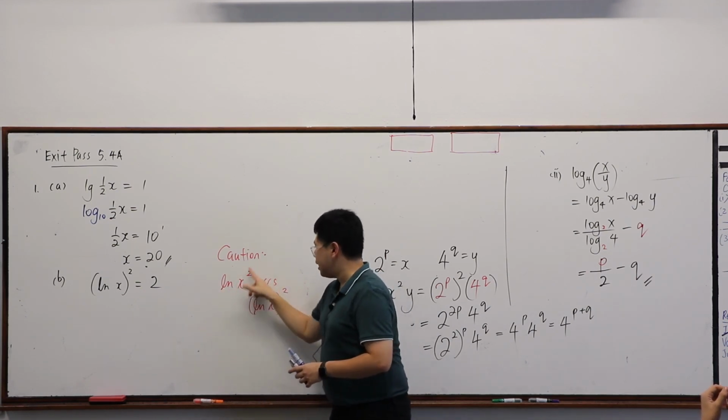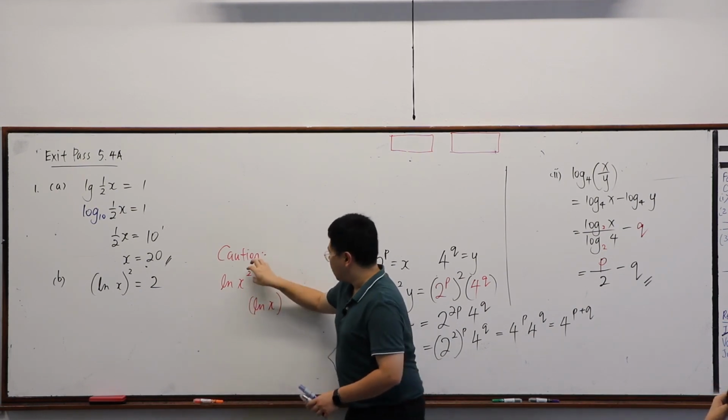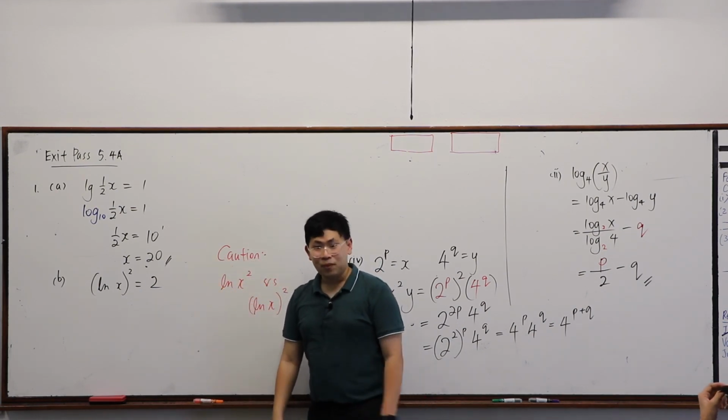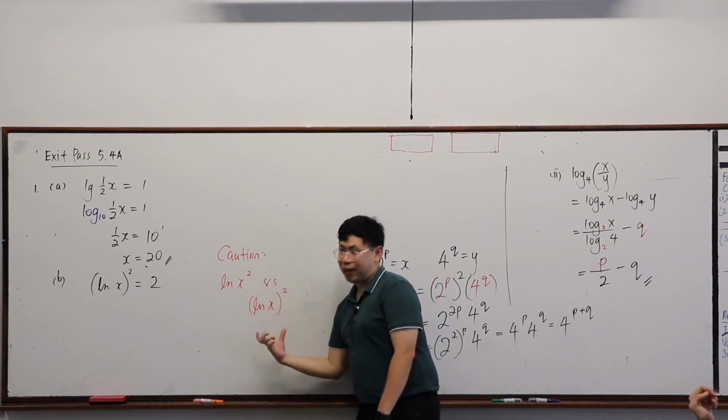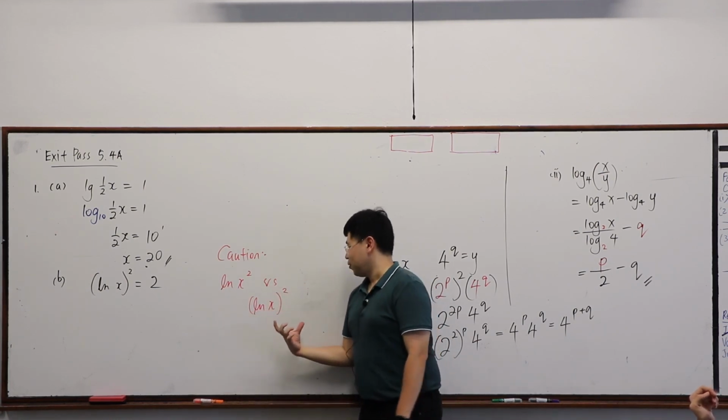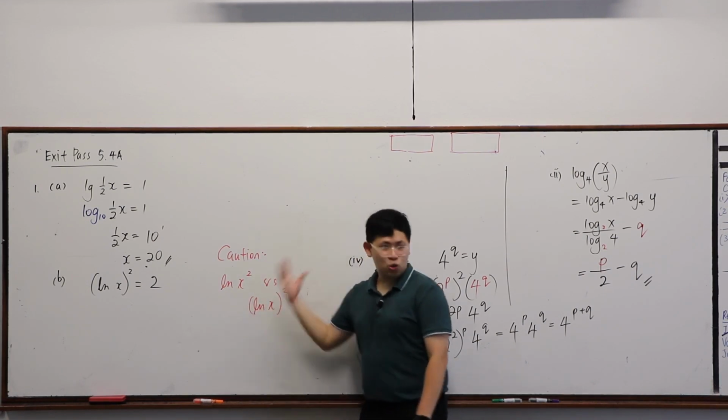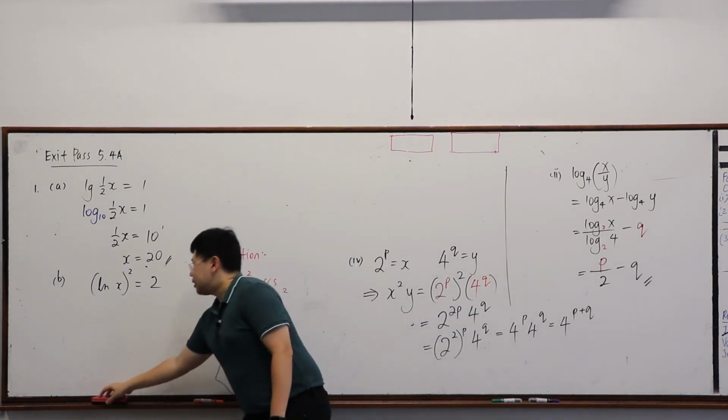So when the square is inside the logarithm, you can put the square outside. This one over here is ln x, whole thing squared. So it's a bit different. You do the ln first and then you square the number.